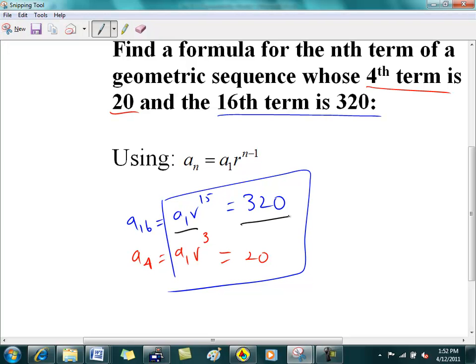I'll see it tonight. So what do you get on the left-hand side? R to the? Nice. Good job. And on the right-hand side?